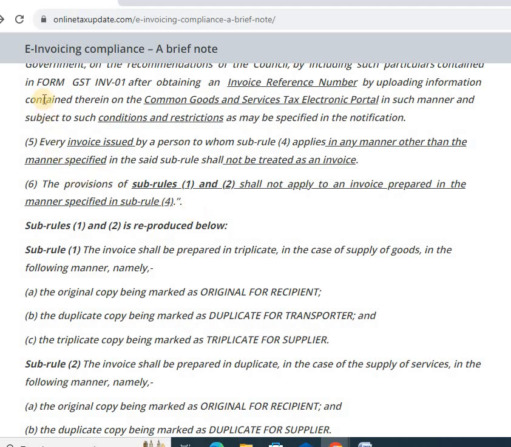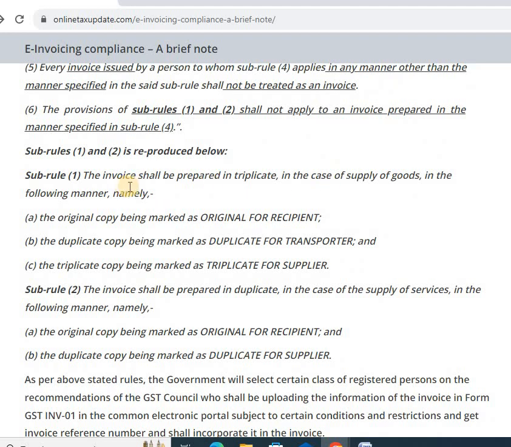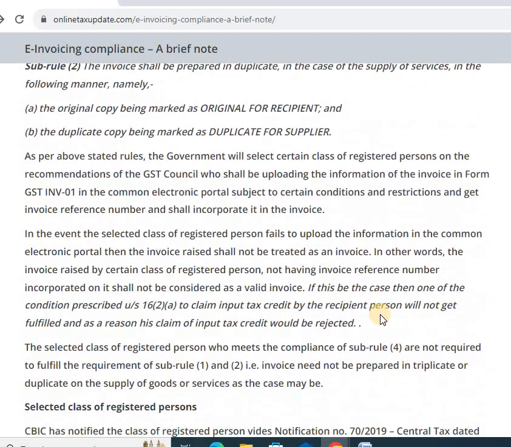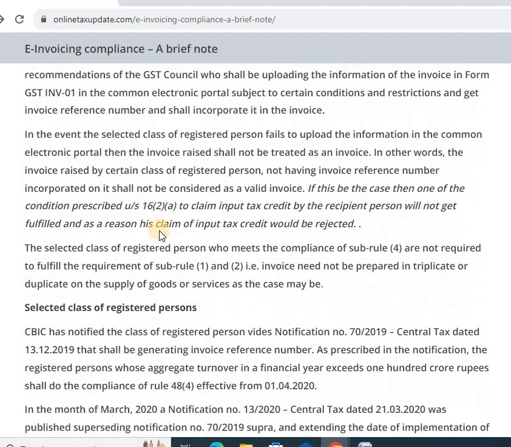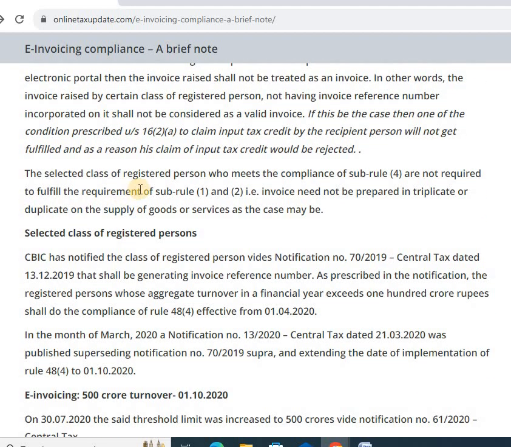And to whoever this Subrule 4 applies, the provision of Subrule 1 and 2 shall not be applicable. Subrule 1 and 2 provide that the invoice shall be prepared in triplicate in case of supply of goods, and in duplicate in case of supply of service. The selected class of registered person who meet the compliance of Subrule 4 are not required to fulfill the requirement of 1 and 2. Invoice need not be prepared in triplicate or duplicate on the supply of goods or services, as the case may be.